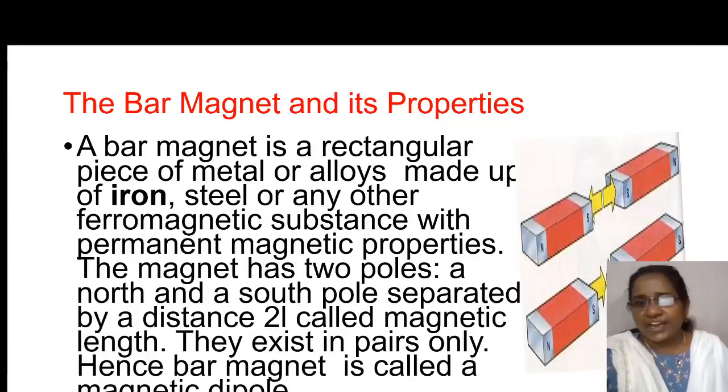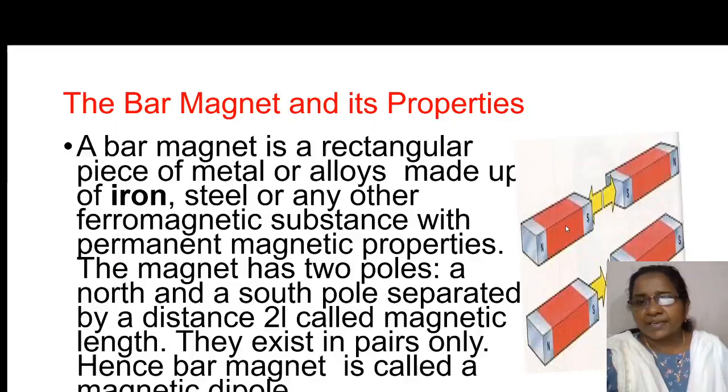So, as you are aware, this bar magnet is a piece of metal or alloys made up of iron. So it has the magnetic property. It has two poles, north and south poles. Here you can see two bar magnets attracting and repelling each other. So the length of the magnet is denoted by 2L. It is known as the magnetic length. And the poles have the same strength.